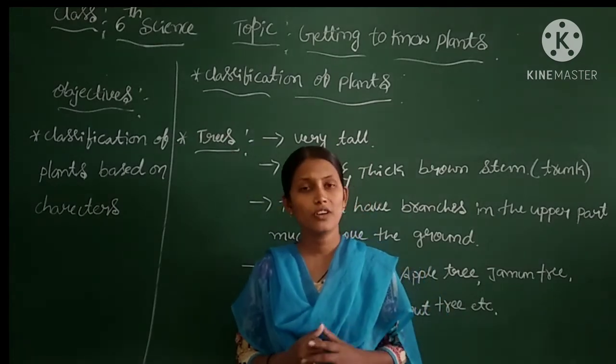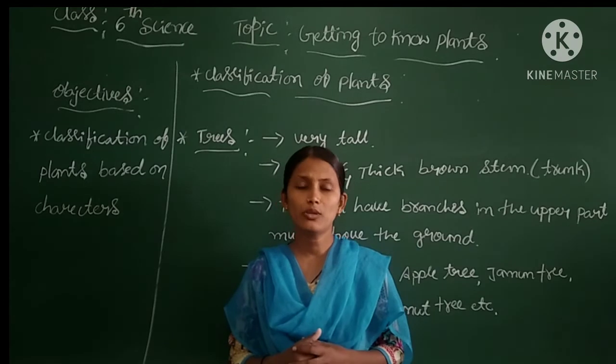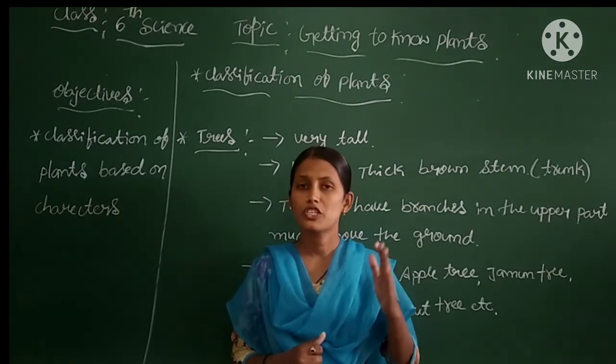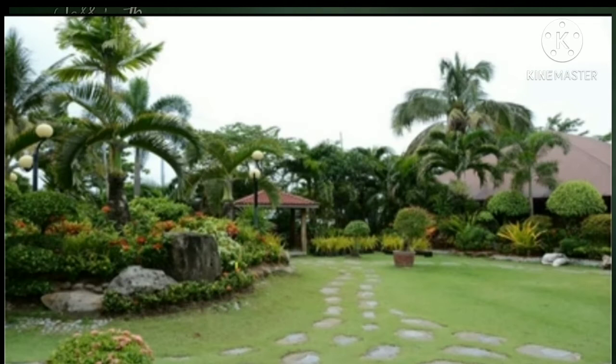Here there is a picture of a garden which has different kinds of plants. Now we have to classify them as herbs, shrubs and trees. Look at this picture. The garden has grass. Here grass is an herb because it has a soft stem and the height of the grass is very small. So grass we can consider as herbs.